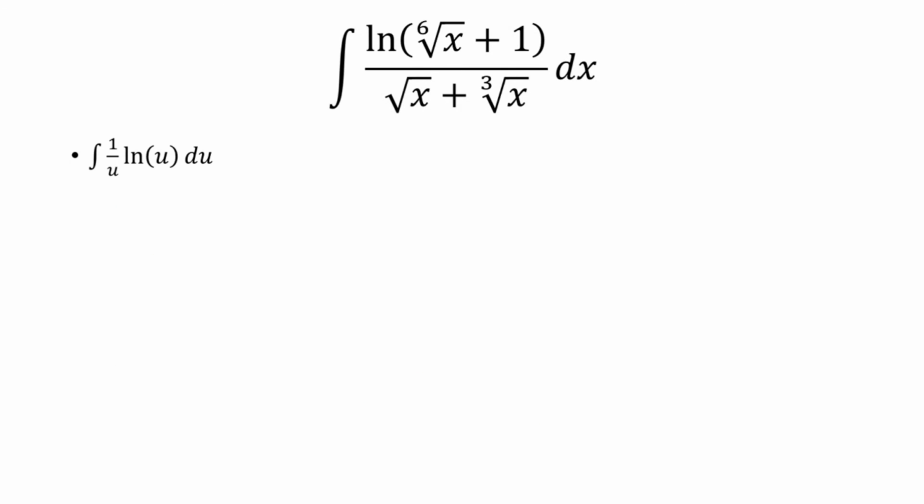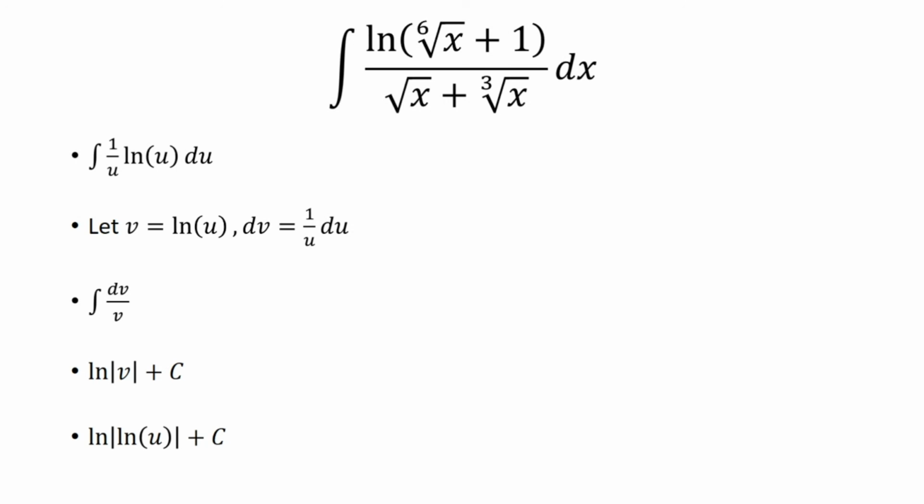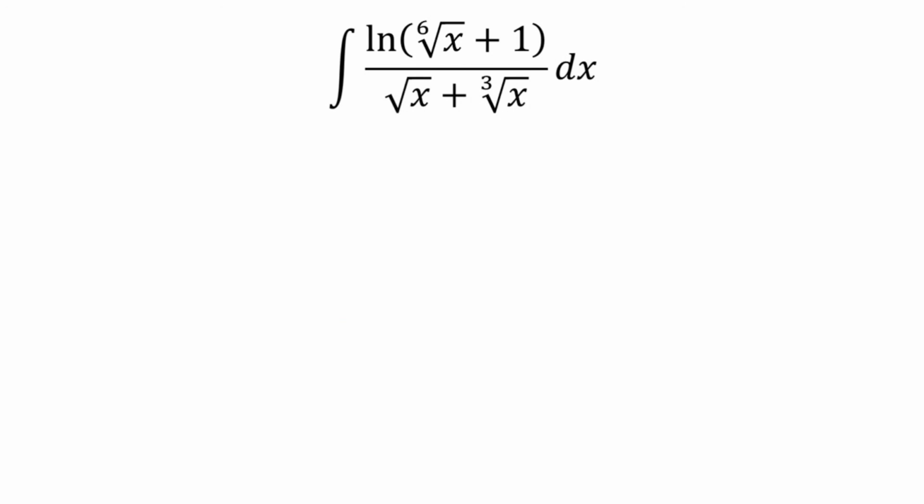Now the last integral we need before we can solve it is 1 over u ln of u du. I let v be ln of u, which means dv is 1 over u du, and that just transforms into the integral of dv over v, which is the natural log of v plus c. And v, we said, was the natural log of u. So that's just natural log of u plus c.